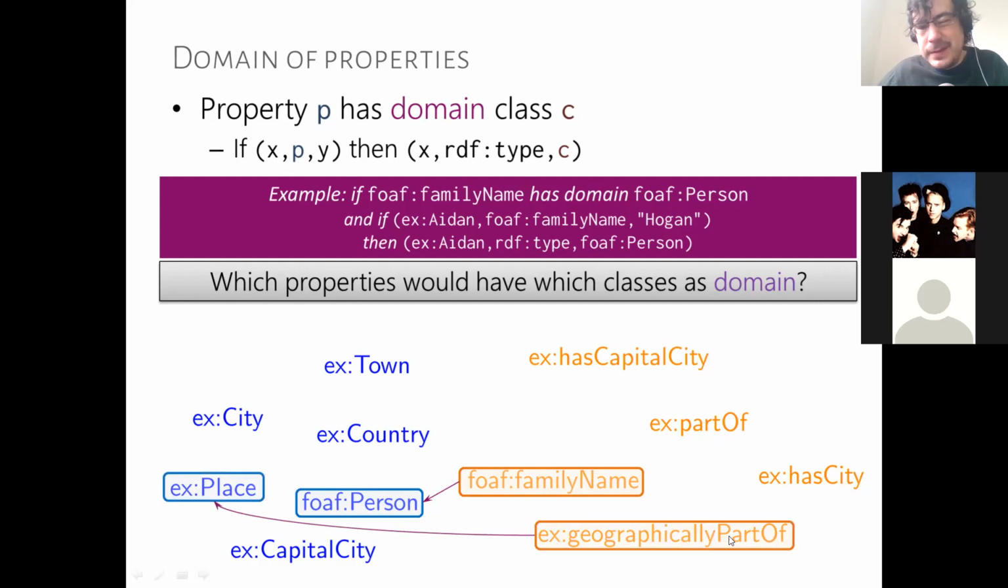Geographically part of, since we have "geographically" included here, seems to imply that it's defining a place, one place inside another. With respect to has capital city, we could probably define that to be a place as well, right? So we'll come back to that. Sometimes we need to make a decision that's not so clear about the semantics of a term, and that can limit, in some sense, where we use that term, that property, or that class.